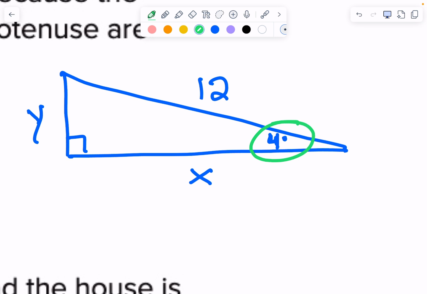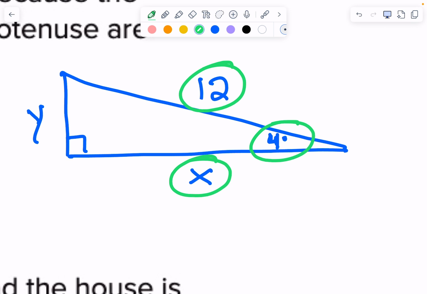The angle that we're picking on is the 4-degree angle. Do you want to solve X or Y first? Let's do X. I heard them say X. Okay. X. So I'm going to circle X. I have to use one other piece of information, and the only other piece of information I know is 12. Okay. So here's the deal.